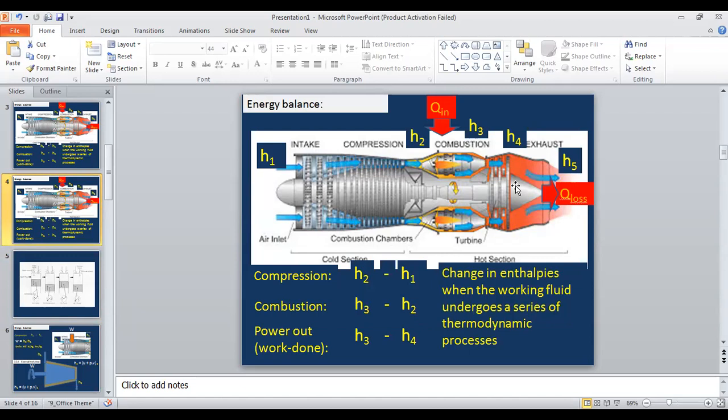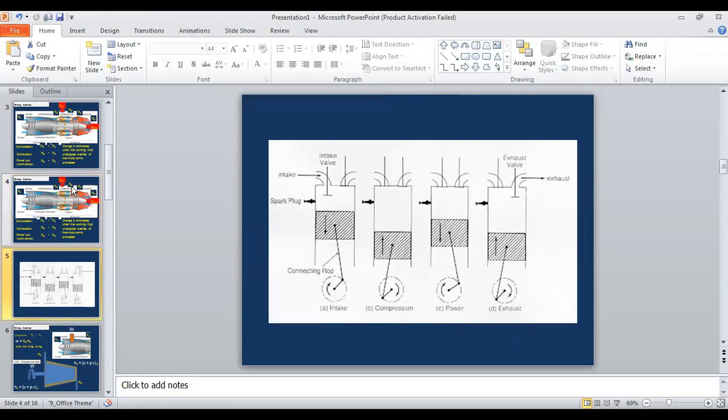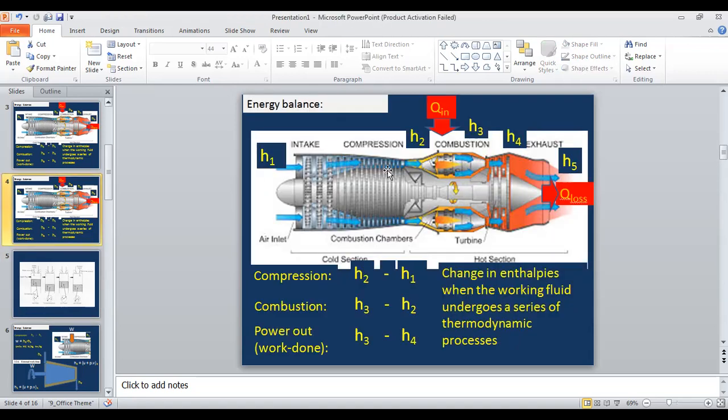And of course you need maintenance, but probably lesser maintenance. Trouble-free almost, otherwise you cannot fly airplanes. But compared to this, turbine engines are more reliable. Same process, you can see.